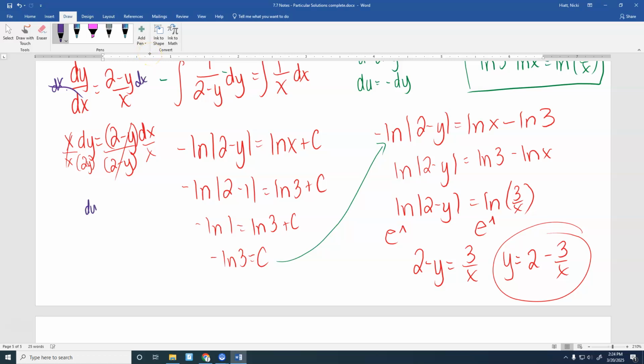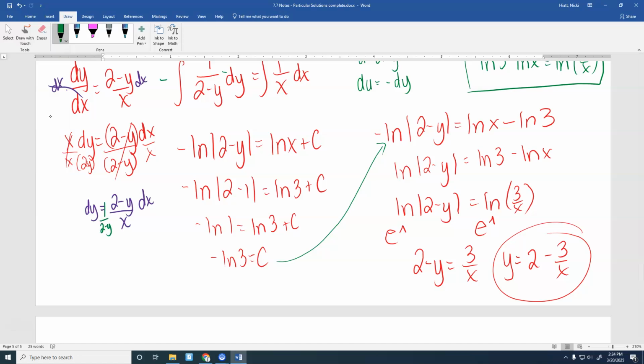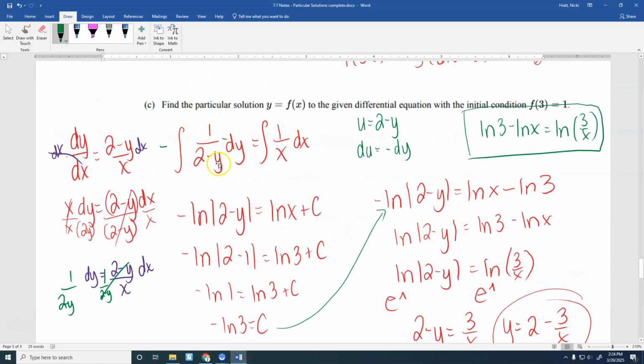So then you got dy equals 2 minus y. In fact, I don't really know why I did it the way that I did it there. What I would do now, I would multiply by 1 over 2 minus y right here and cancel that out. And then that's going to give you 1 over 2 minus y dy equals 1 over x dx. Everybody okay on separating?